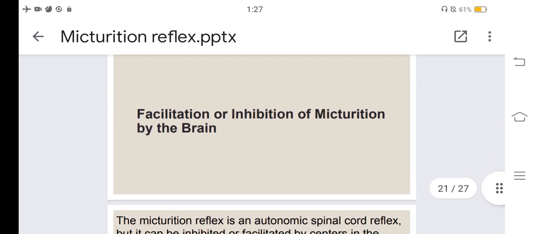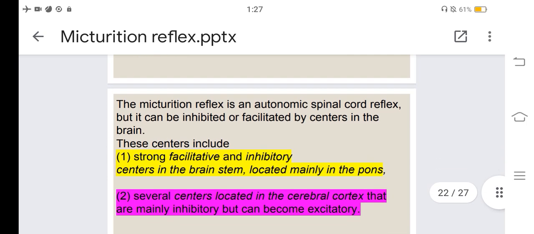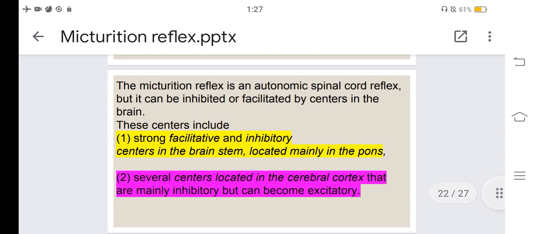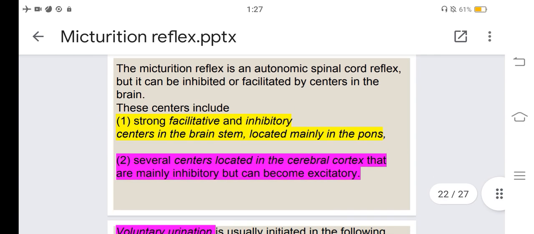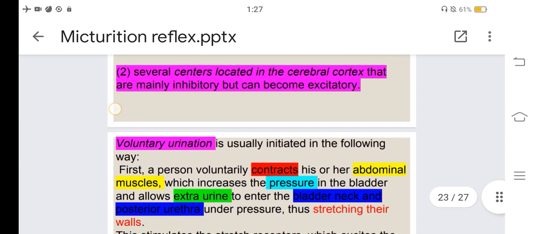Then, facilitation or inhibition of micturition by the brain. The micturition reflex is an autonomic spinal cord reflex, but it can be inhibited or facilitated by centers in the brain. These include strong facilitative and inhibitory centers in the brainstem located mainly in the pons, and several centers located in the cerebral cortex that are mainly inhibitory but can become excitatory.